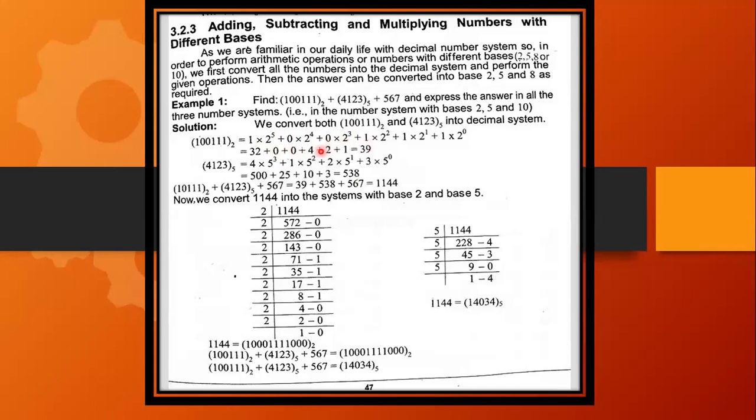After that, sign of addition as it is. 2 twos are 4, and 4 ones are 4. 2 ones are 2. Now tell me, 2 to the power 0 is equal to what, class? 2 to the power 0 is equal to what? I'm just moving to my chat box. Will you please tell me 2 to the power 0 is equal to what?